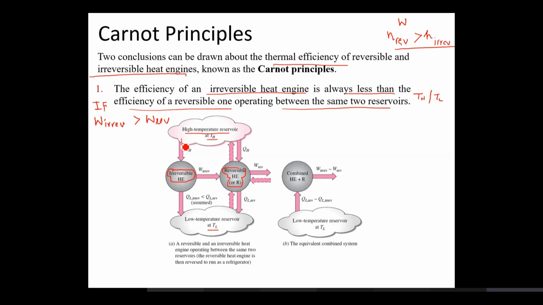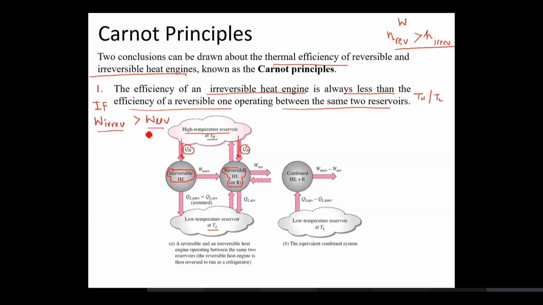And if the same amount of heat is being supplied to both, QH is supplied to the reversible one, QH is supplied to the irreversible one. I assume that if the work of the irreversible is more than the work of the reversible, is it possible or not? I am working on this assumption.